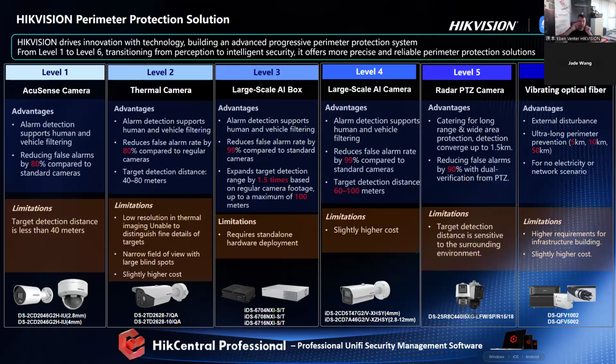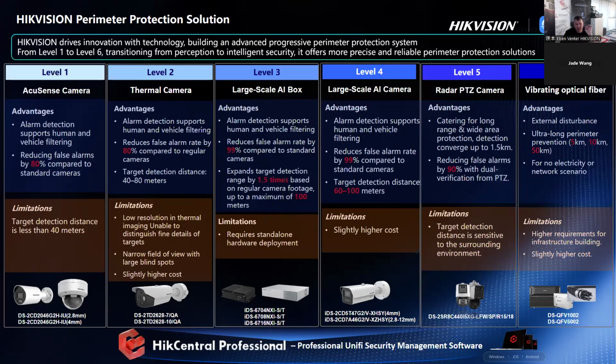Then we have level 3, which I really like a lot. It's the AI box itself. In the AI box, you have 90% accuracy in reducing your false alarms. So in that reduction, you have multiple different ways that you can make use of it, up to 100 meters. The nice thing is, I'll get into the AI box a little bit later on, but there are some wonderful features here.